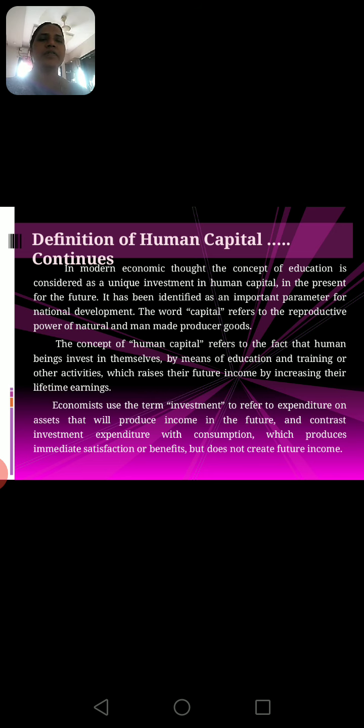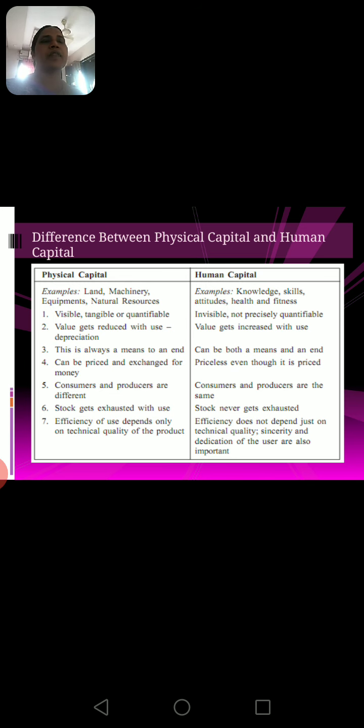These are the definitions of human capital and fiscal capital. There is a distinction between human capital and fiscal capital as per economics. Some are listed below. You can observe the table of fiscal capital and human capital. Land, machinery, equipment, and natural resources are the best examples of fiscal capital, and knowledge, skills, attitudes, health, and fitness are the best examples of human capital.